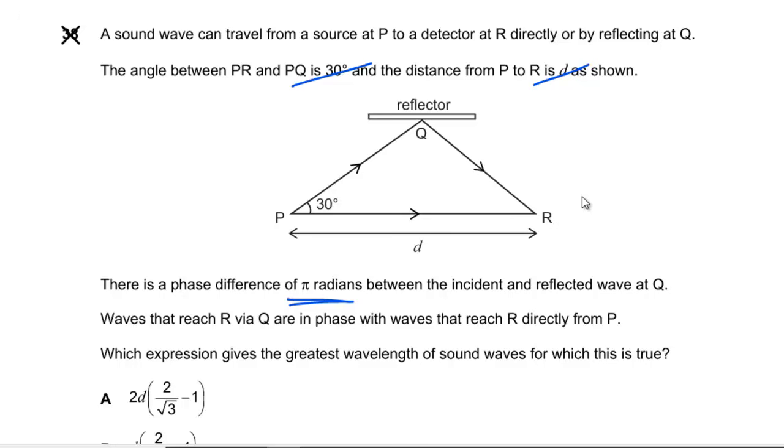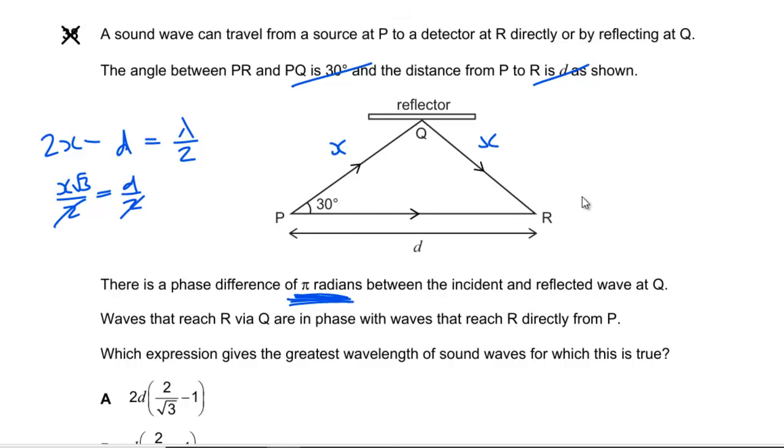So we need that the path difference then is going to be half a wavelength, isn't it? So if this is X, say, then we've got D, we've got 2X, so 2X minus D has got to be half a wavelength because we're getting half a wavelength in this phase difference between the incident and reflected waves. So that's what we're after. We've also got X cos 30, so X root 3 over 2 is D over 2. What am I trying to get here? I'm trying to get the wavelength in terms of D.